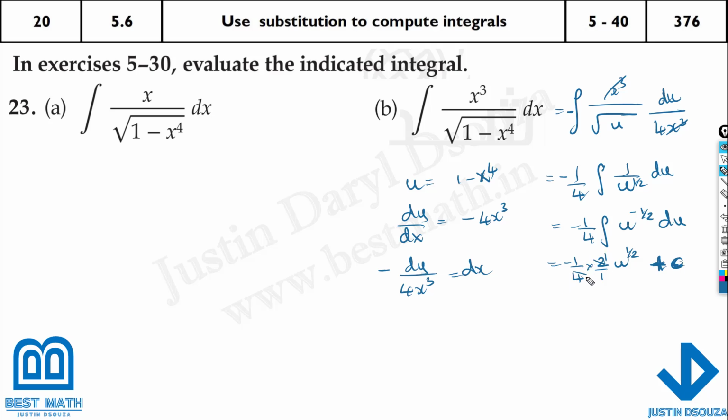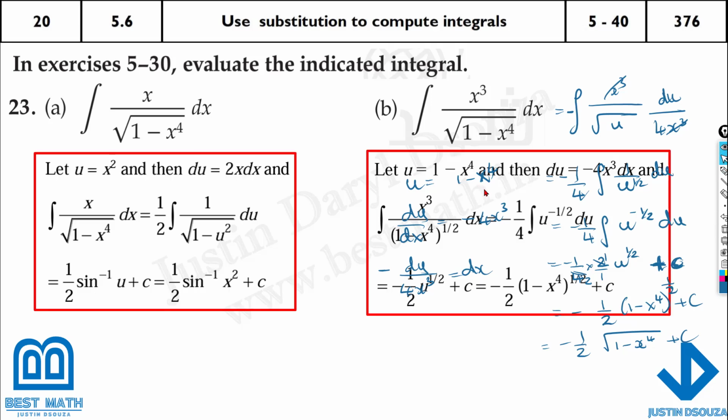Now here you can write 1 times 2, and you're remaining with minus 1 by 2. What is the u value? The u value was 1 minus x power 4, the whole power half, plus c. You can also rewrite this as minus half square root of 1 minus x power 4 plus c. It's the same as what we had got initially. It was written in square root radical.